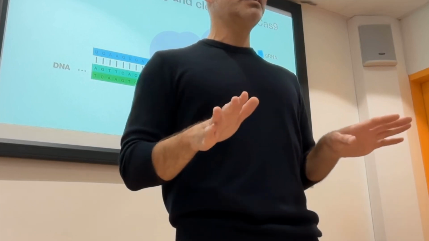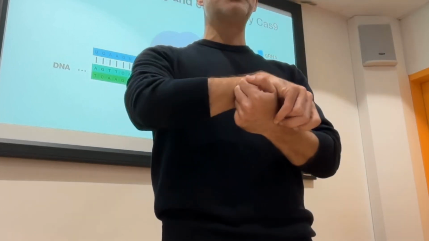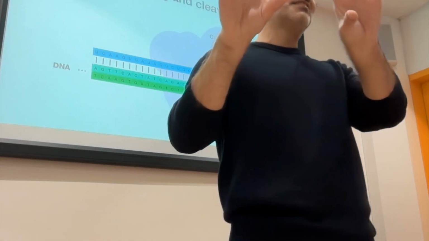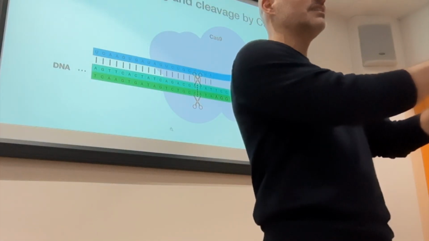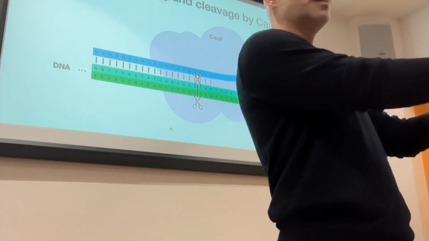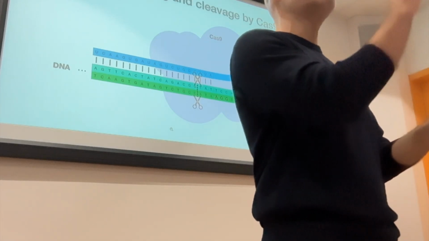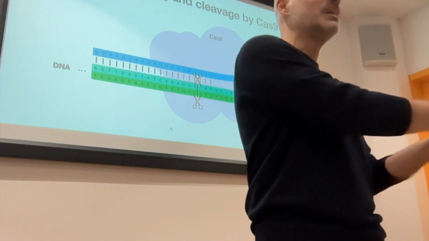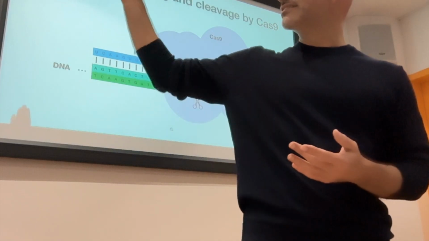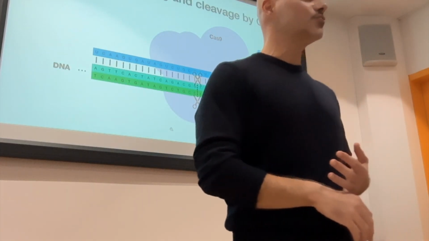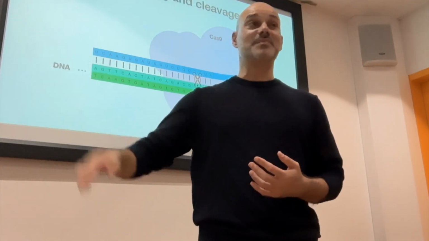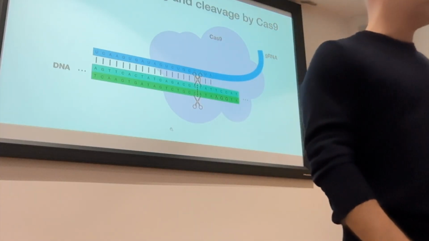If that is not the case, the whole system closes again, and the CRISPR-Cas is going to scan until it finds another NGG PAM site, opens the DNA, checks for the complementary of the guide, and if that's the case, then a double-strand break is going to be introduced 3 nucleotides after the PAM.